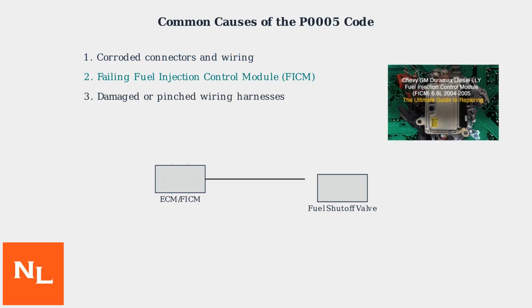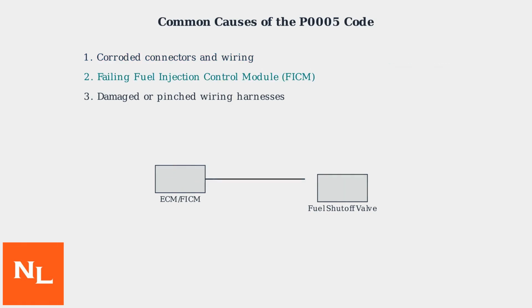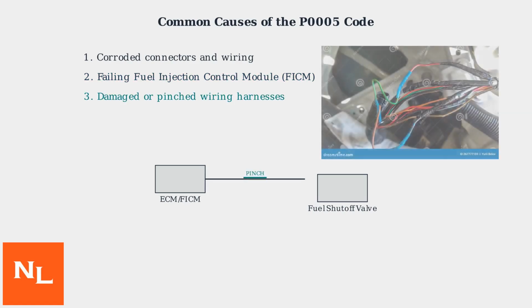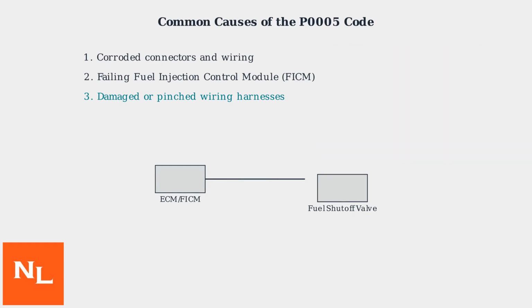A failing fuel injection control module accounts for about 70% of P0005 cases. The FICM manages fuel injection timing and can fail due to electrical faults or heat damage, disrupting the valve control signal. Damaged or pinched wiring harnesses can disrupt the circuit, often from vehicle vibration or improper installation. This creates breaks in the electrical path, leading to the open circuit condition. Addressing these issues promptly through inspection and repair is essential to prevent engine stalling or performance problems.